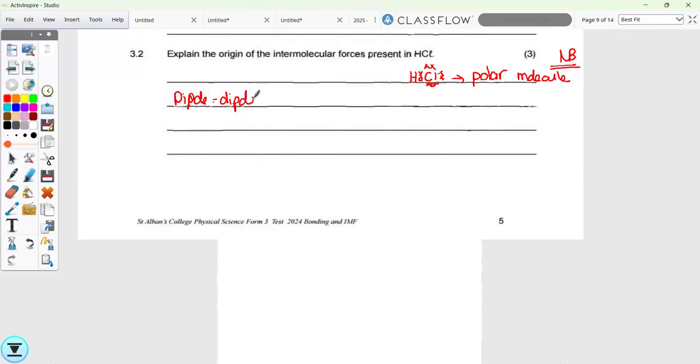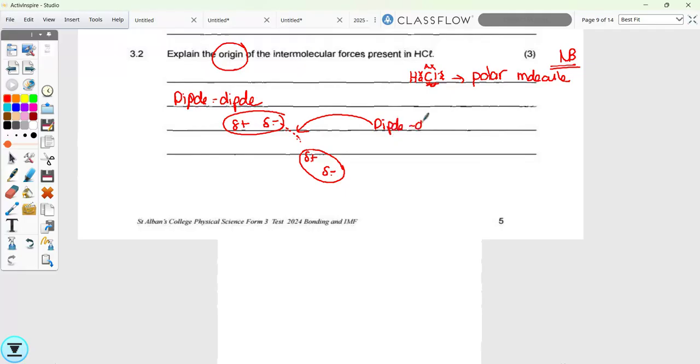IMF. Now, have I answered the question? No, the question says the origin. How does it form? The origin you need to know of dipole-dipole IMF, of hydrogen bond IMF, and of London IMF. Make sure you can explain the origin of all three. For dipole-dipole, you have a polar molecule with a delta positive and a delta negative. The delta negative of one molecule attracts the delta positive of the other molecule. There sits my dipole IMF.